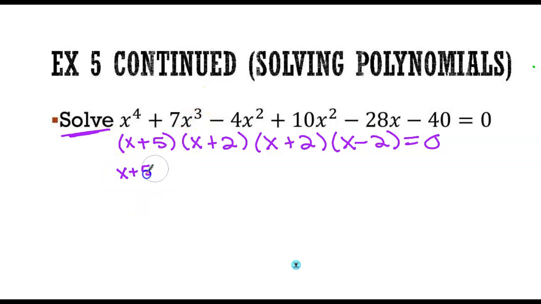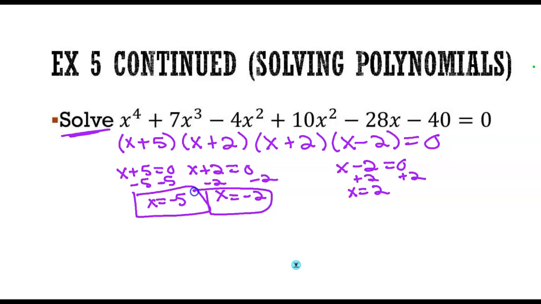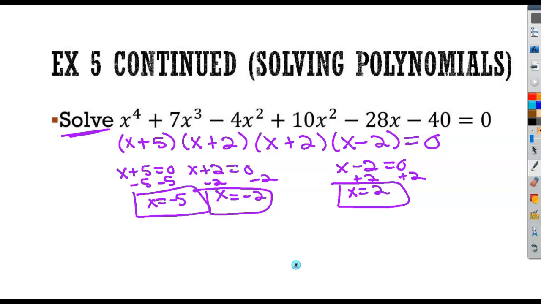So x plus 5 equals 0. Notice I set them equal to 0, and then that x plus 2, I'm not going to write it twice. I know it has that multiplicity of 2 because it's written twice, but I don't have to actually write it twice when solving. And x equals positive 2. I would just solve each of these for x, and then that's how I would get my answers for my zeros. Okay, good. We're going to try another one together.